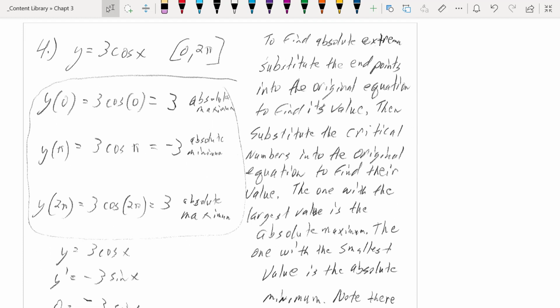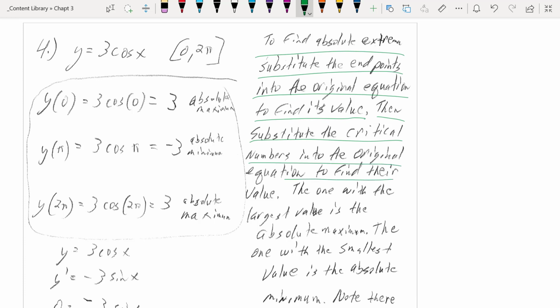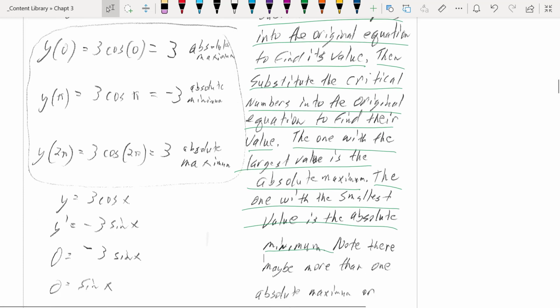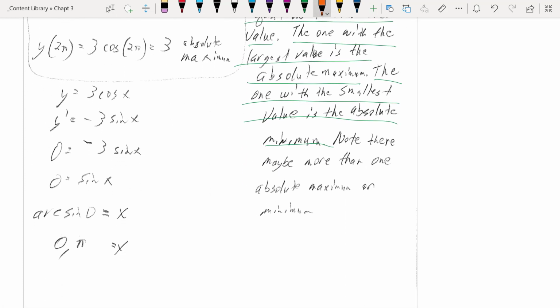Okay, then on number 4, it says find all absolute extrema in the interval from 0 to 2 pi. Just as a reminder, to find absolute extrema, substitute the endpoints into the original equation and find their values. Then substitute the critical numbers into the original equation to find their values. The one with the largest value is the absolute maximum. The one with the smallest value is the absolute minimum. And note, there may be more than one absolute maximum or minimum. In other words, there might be more than one high point and low point.